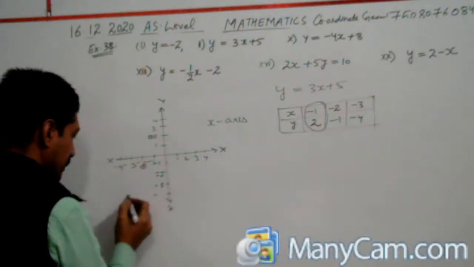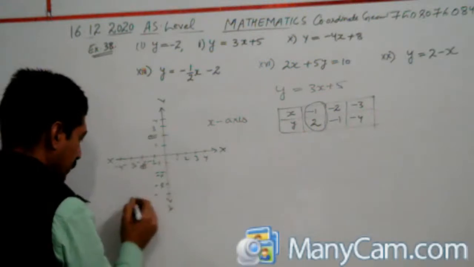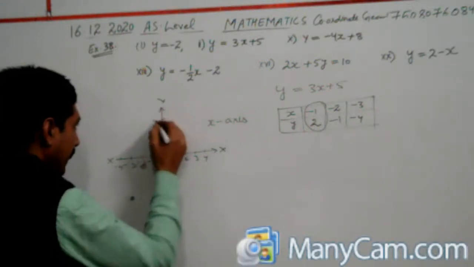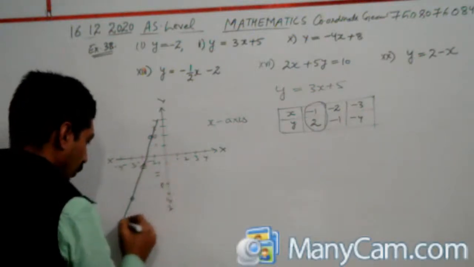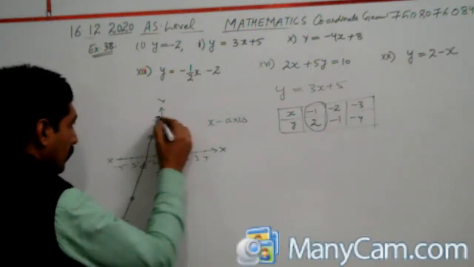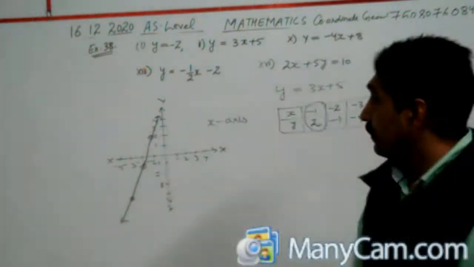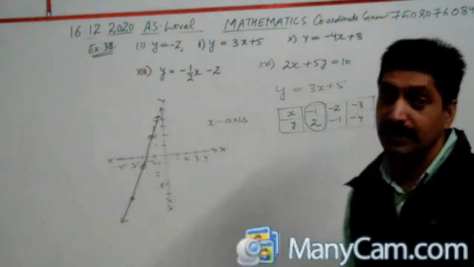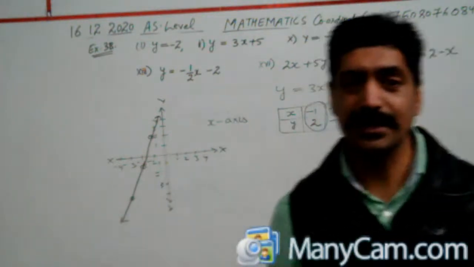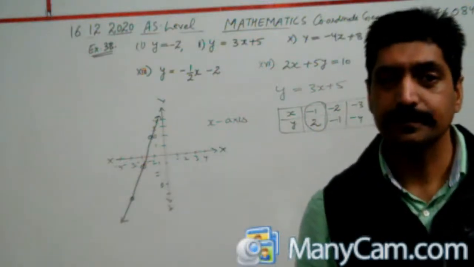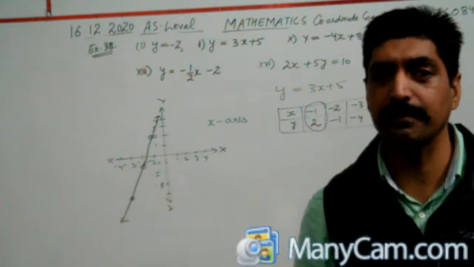When we plot the graph, we will find that all these points lie on the same line. How many solutions? A linear equation in two variables represents a straight line, and a straight line has infinitely many solutions.